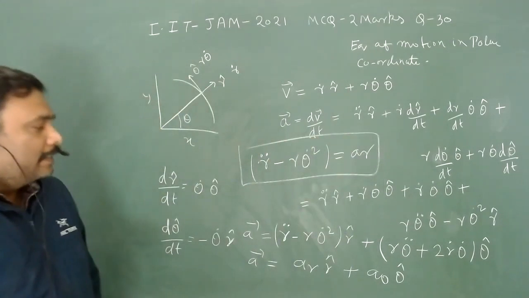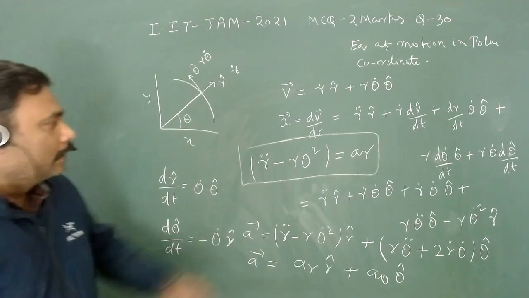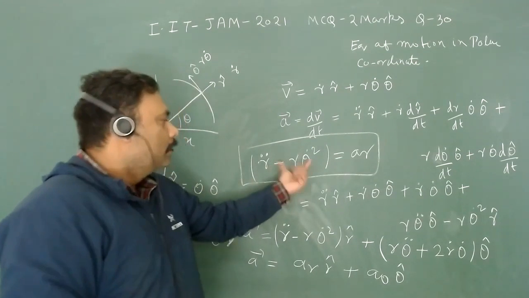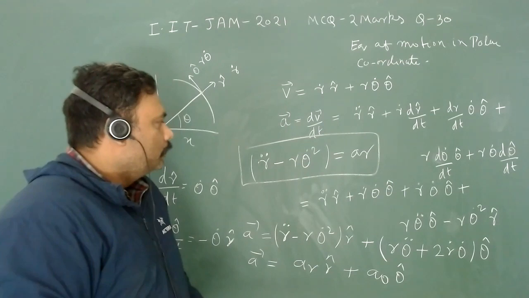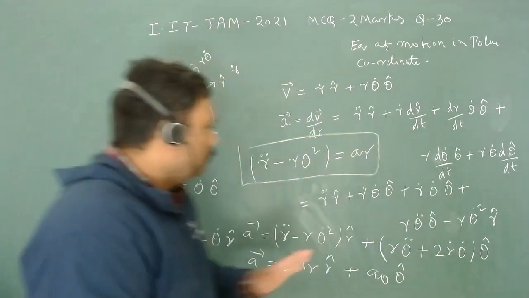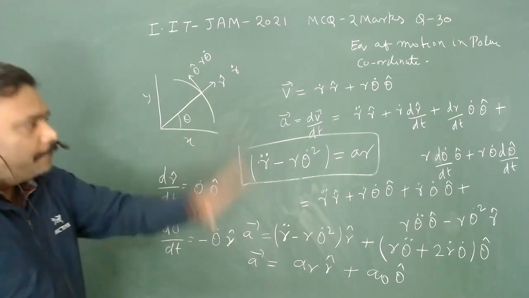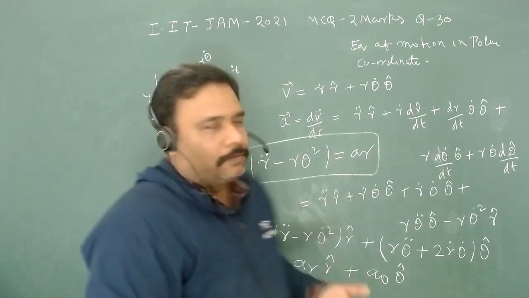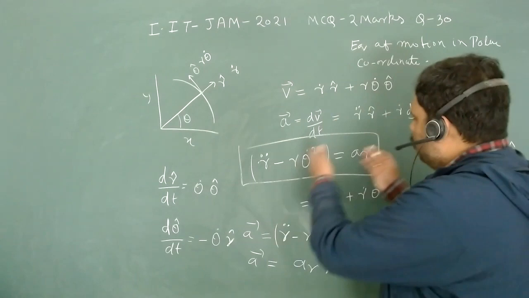And we should recognize all the other terms also. So what is this value? This is nothing but the centrifugal term. And this value is nothing but the Coriolis term. So you have to analyze all these things. In this examination they have asked all about a r.